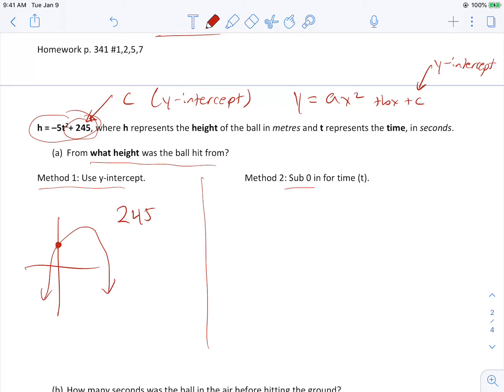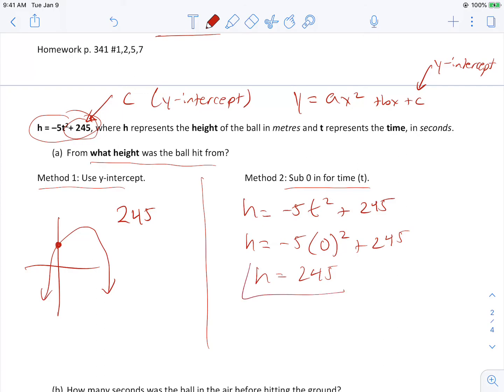Why don't we just substitute 0 in for our time, and that'll tell us what we started at, because our time was at 0 when we start. So our h equals negative 5 t squared plus 245. We'll substitute 0 in for t, so negative 5 times 0 squared plus 245, and we get h equals 245. And that's exactly what we had here.